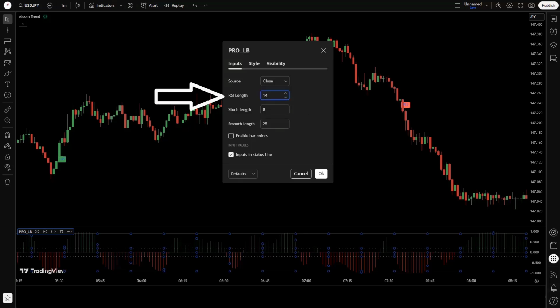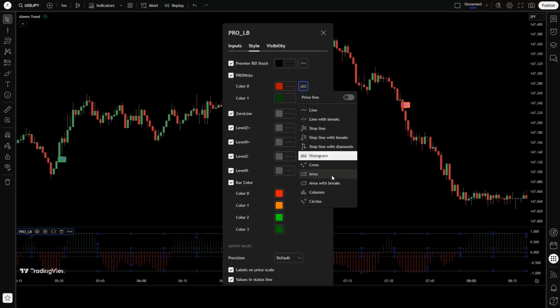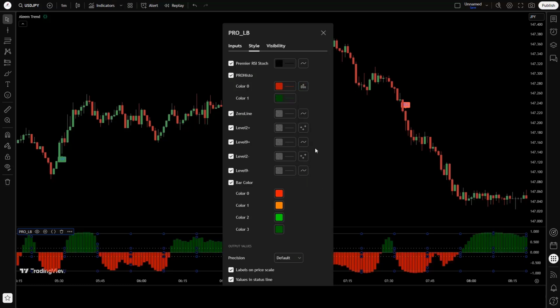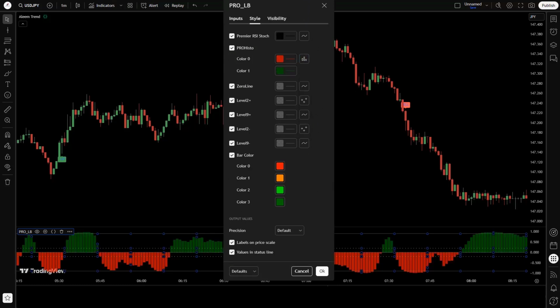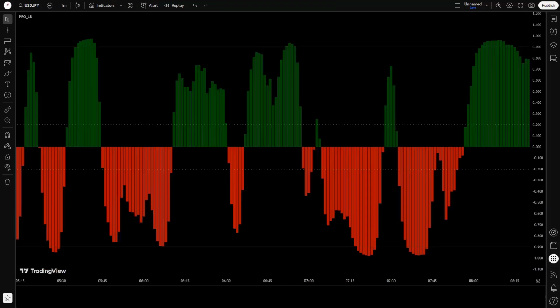Here, change the RSI length from 14 to 15. Change the stock length from 8 to 9. Tap on Style. Change this setting here. Now everything is correct. Now click on OK. Now let's know how to use this indicator. When Premier RSI Oscillator creates a green histogram, then we have to take a buy order. And when Premier RSI Oscillator creates a red histogram, then we have to take a sell order.